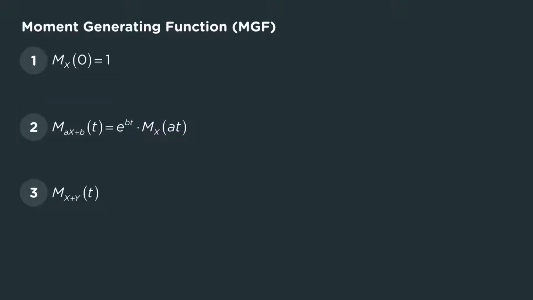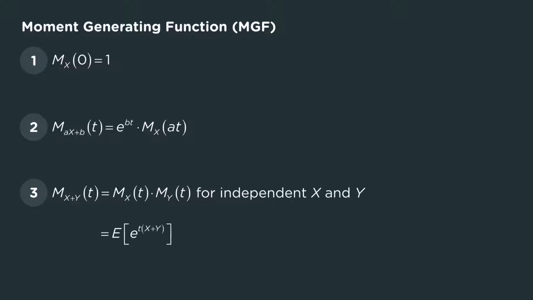Third, consider two independent random variables, x and y. What's the MGF for x plus y? Thanks to independence, it equals the product of each MGF. Use this shortcut formula rather than calculating the MGF as the expected value of e raised to the t times the quantity x plus y. Remember, though, x and y must be independent.